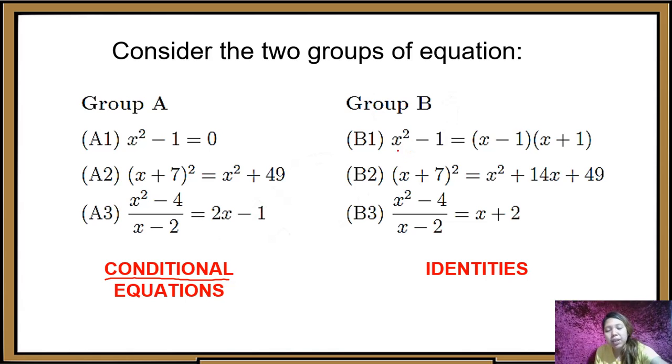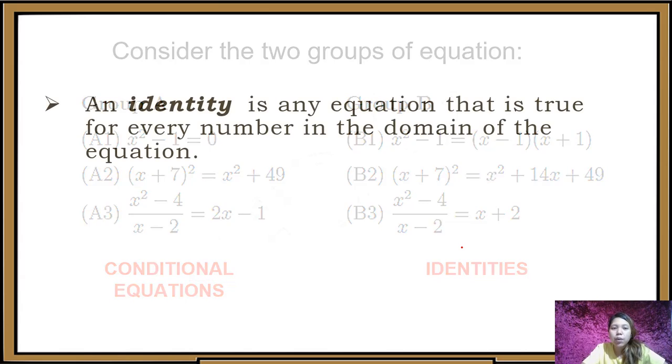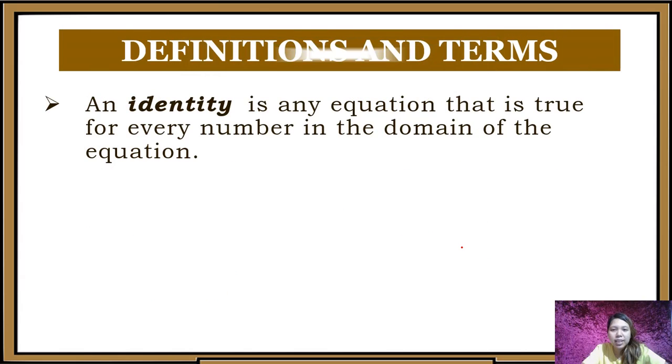So, whatever the value of x here, whether x is 1 or 2 or whatsoever, our equation is still true. So, this is the difference between conditional and identity. In relation to that, when we say trigonometric identity, or when we say identity, it's any equation that is true for every number in the domain of the equation. Meaning, whatever values of your x, it will make our equation true.